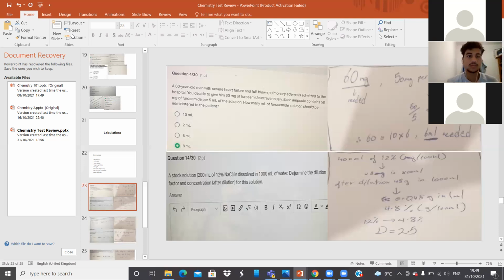So first of all, I need to figure out the number of moles, because the number of moles doesn't change. If the concentration changes because you're adding more water, the number of moles stays the same, but the volume it is dispersed in changes.